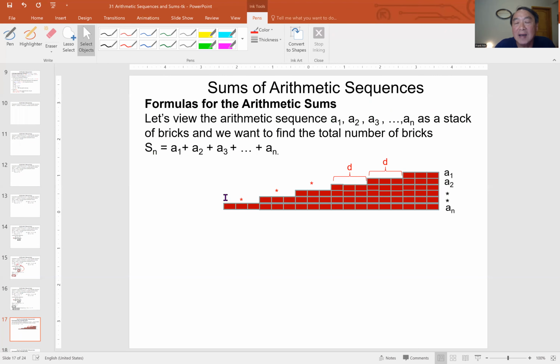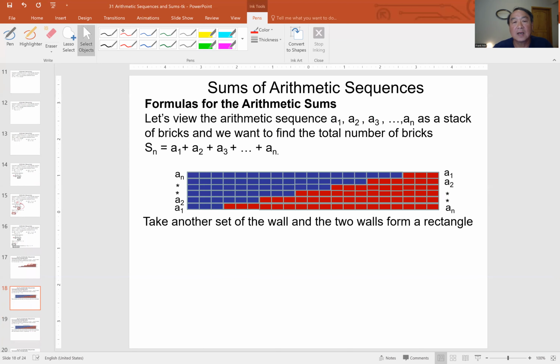If I want to add an arithmetic sequence up to a point, I can imagine the terms as layers of bricks. So if I want to add this arithmetic sequence, what I do is I take another wall like this, I flip it over and put them together. Now they form a rectangle. And it's easy to count the total number of bricks here.